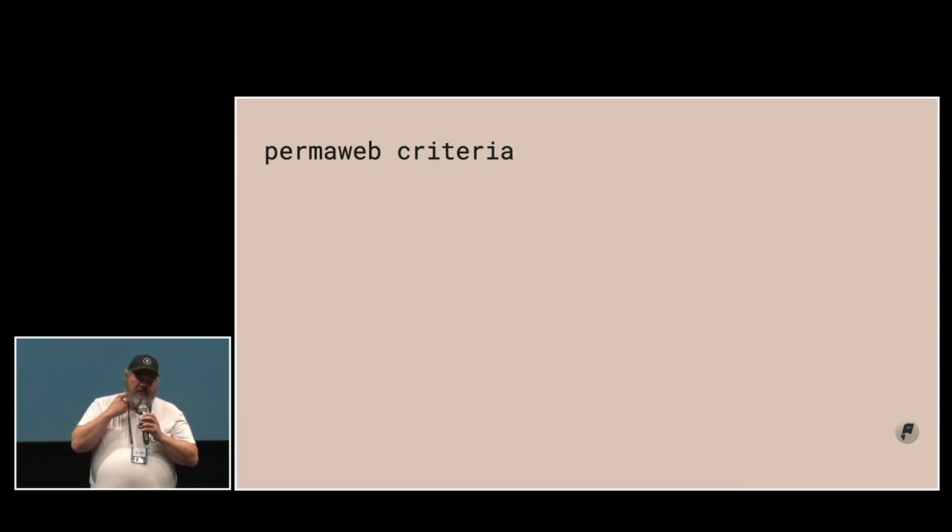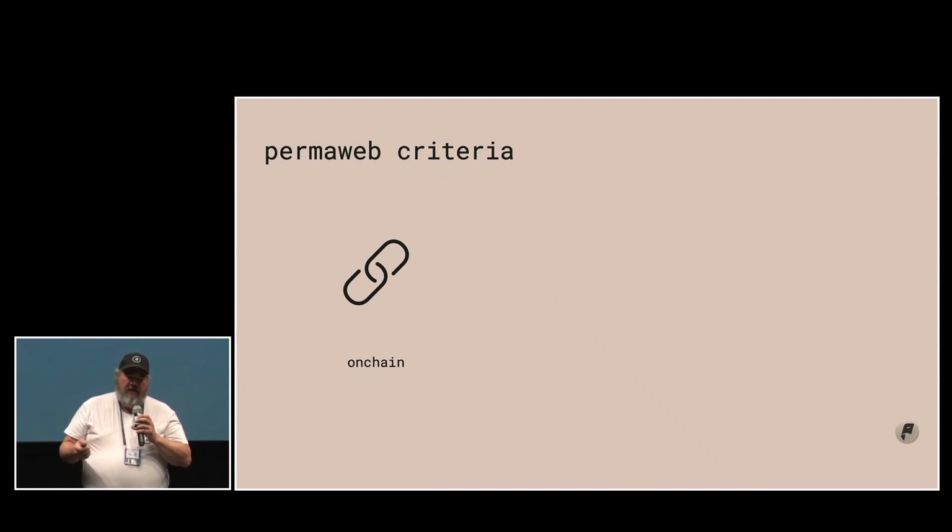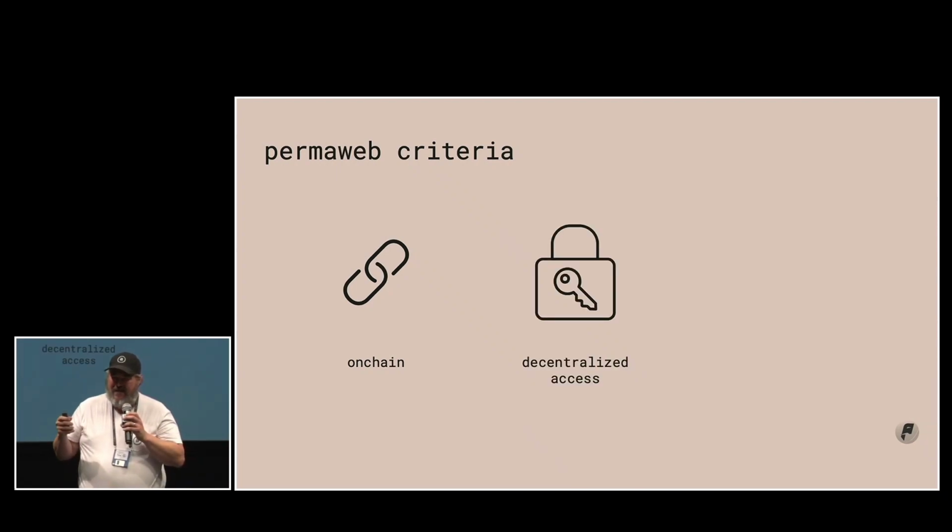We also have some criteria for the Permaweb. And the criteria we use is pretty straightforward. It's got to be on-chain. It's got to have decentralized access. So anyone should be able to access it using any operational service, whether it's a gateway, whether it's a node, etc. So it's important that everything on the Permaweb is accessible in a decentralized way.